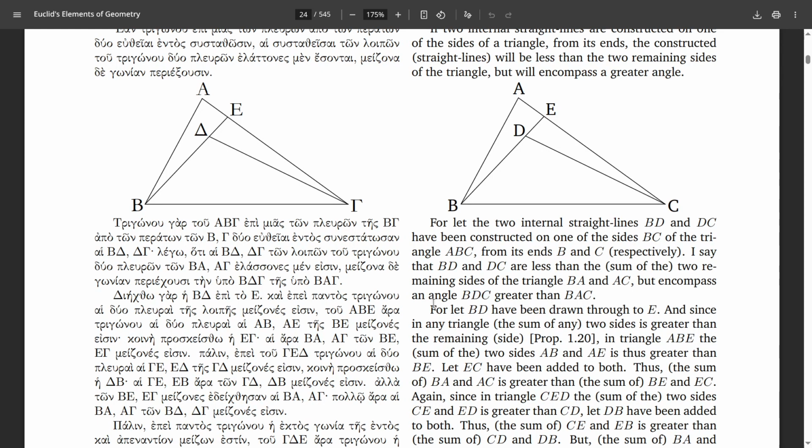For let BD be drawn through to E. Okay, are there any restrictions on what the inner thing is, or is it just an arbitrary line? Like two interlines, whatever. It doesn't say anything about their construction that's restrictive.